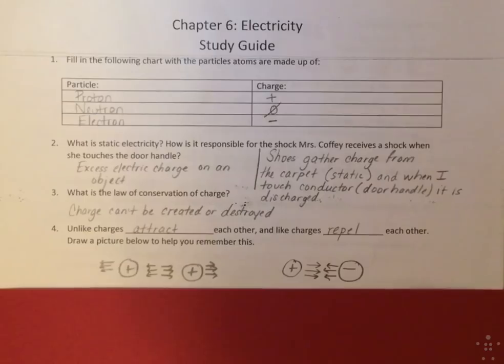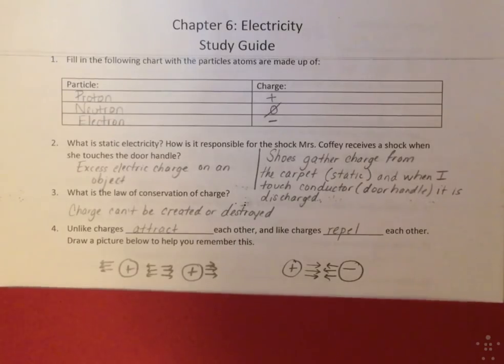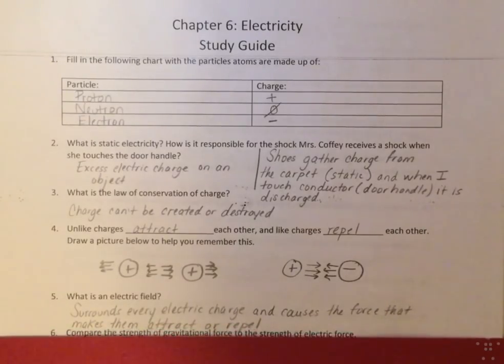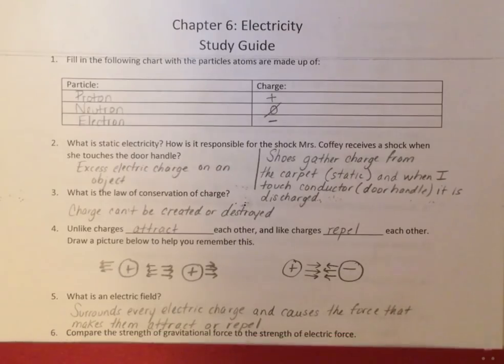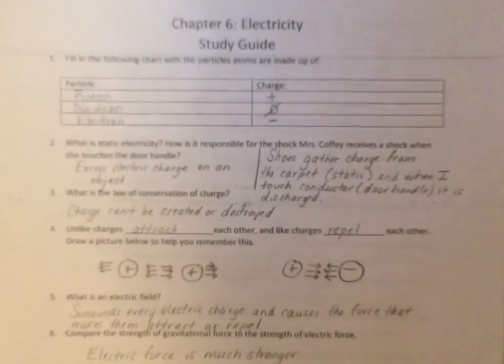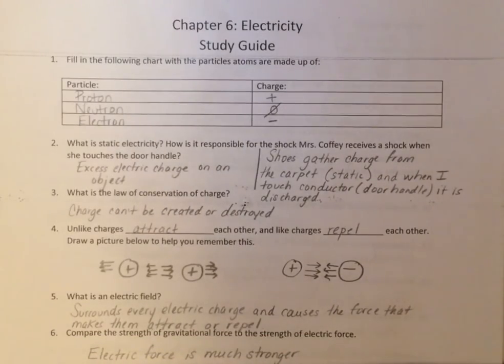And then an electric field, you can think of it as the thing that surrounds anything that's charged, and it's what causes things to either attract or repel each other. So there's that. And then number 6, comparing the strength of gravitational force to electric force. Actually, we talked about this a while back also, but electric force is much stronger than gravitational force, which is kind of crazy to think about.